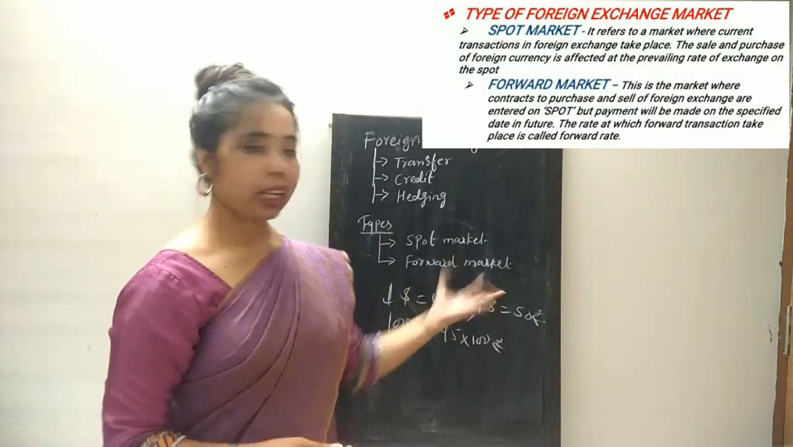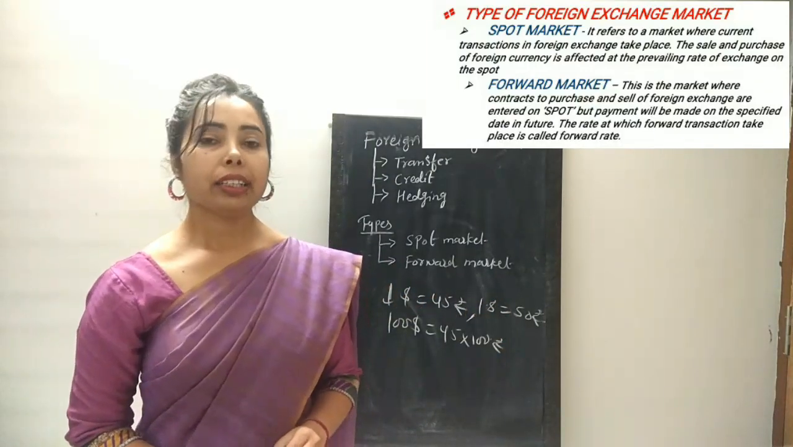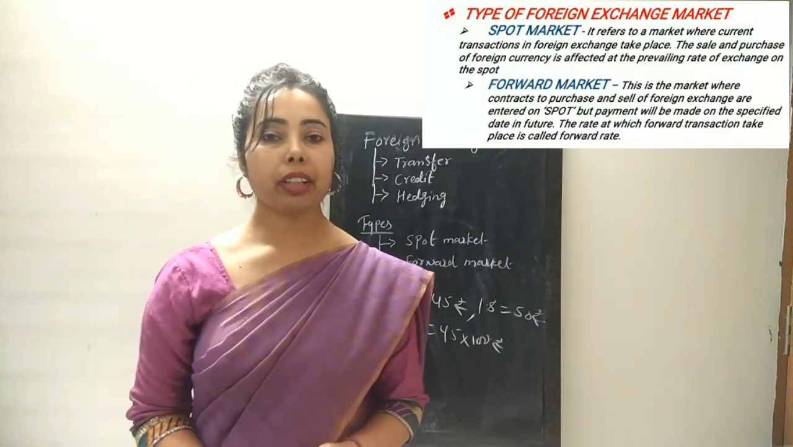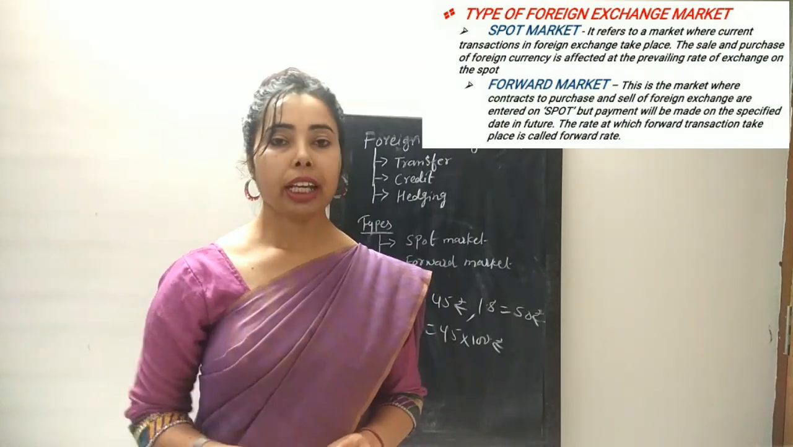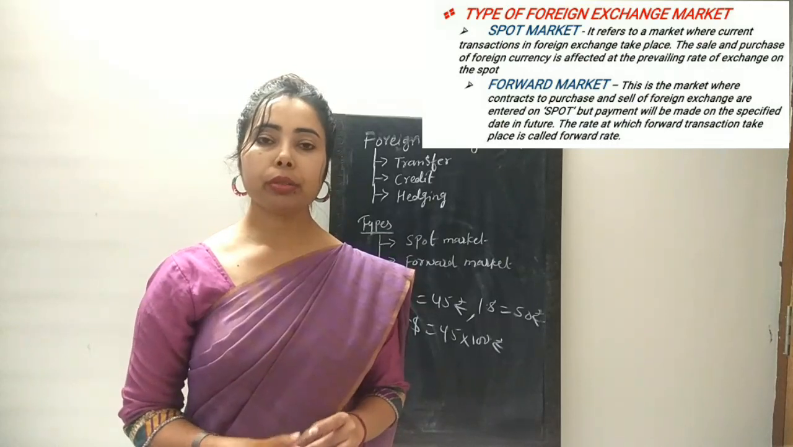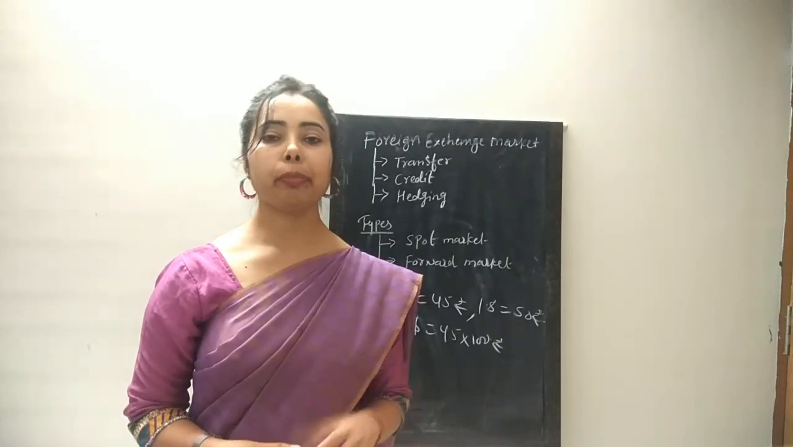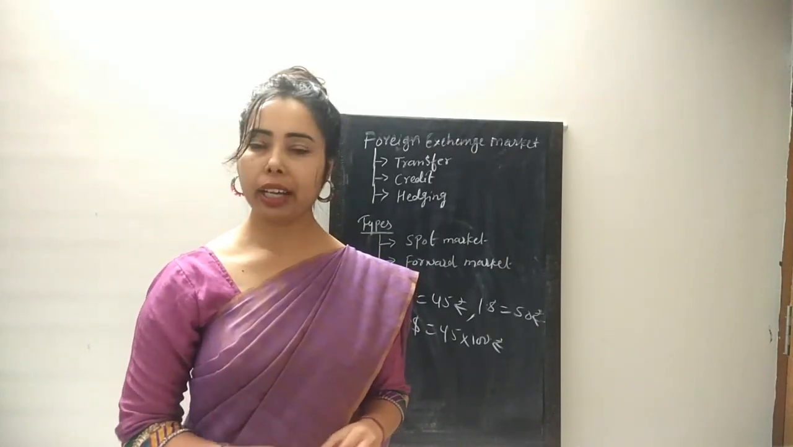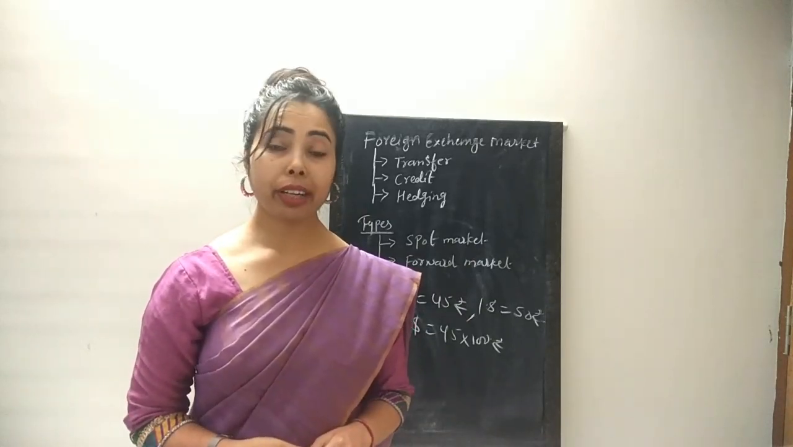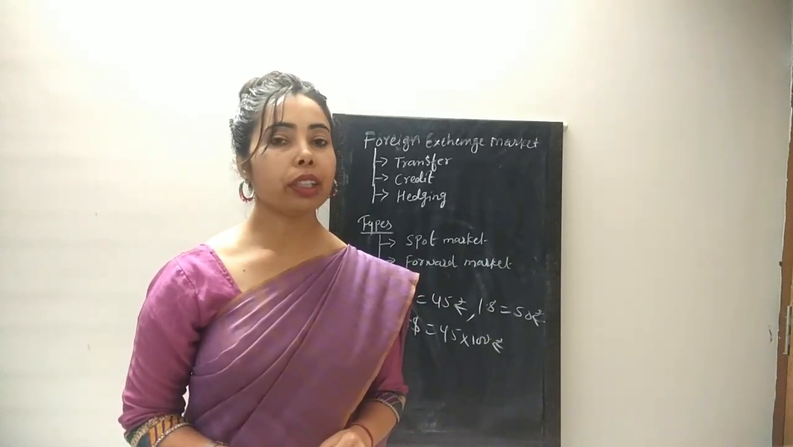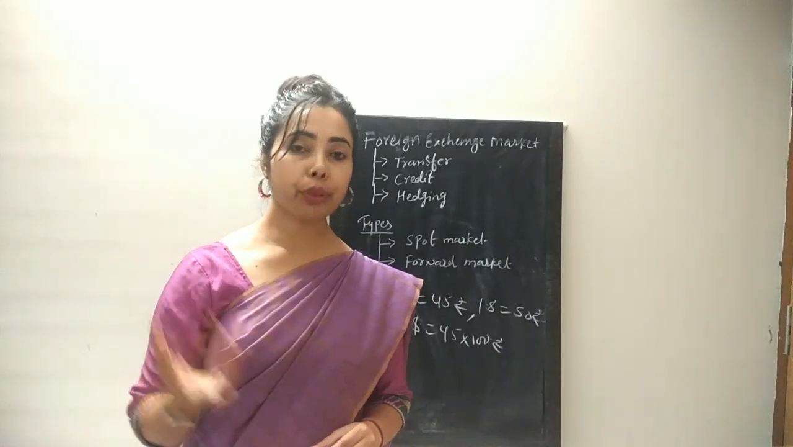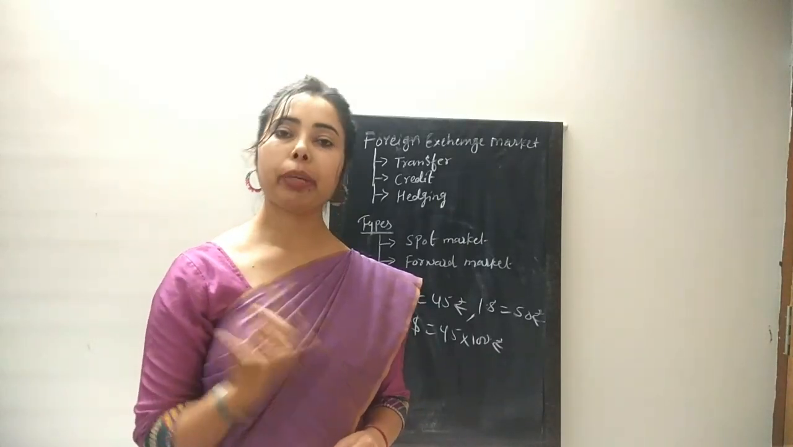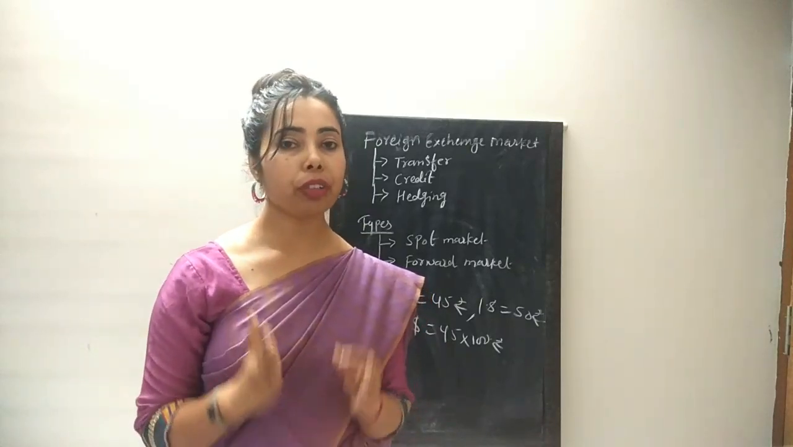Forward market, as the name says, it's totally clear that forward markets are the markets where the transaction takes place today but the payment is done on a future date. It means today you have entered into the transaction but you are going to pay after 2 months, 3 months, or as per the contract. So that is known as the forward market. In this type of market, payment is done in future. So the rate at which we pay in the future is called the forward rate.